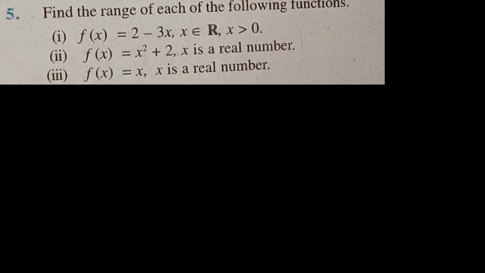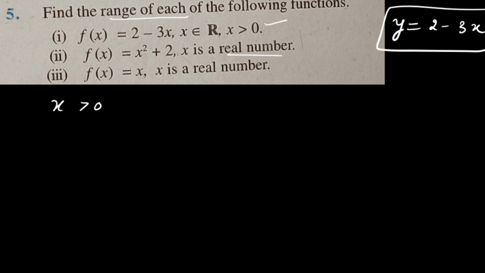Let's do the fifth question of this one. In each of the following functions, what we have to do is find the range. The same method, like I have told you, we will follow here also, because here it is mentioned x is a real number. And in the first part it is mentioned x is greater than 0. If x is greater than 0, I'll start from here only and write the function in this form. y is equal to 2 minus 3x. See, range means I have to find the possible values of y.